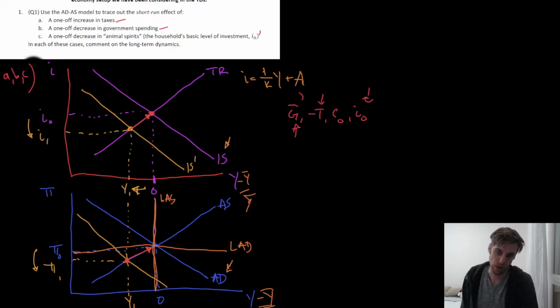Same thing with household choices. Households choose to invest more. That means they need to cut spending somewhere. They can't run deficits indefinitely. Maybe in the short run, but not in the long run. So we go back to the long run dynamics. And that's this question. I will see you for the next one.